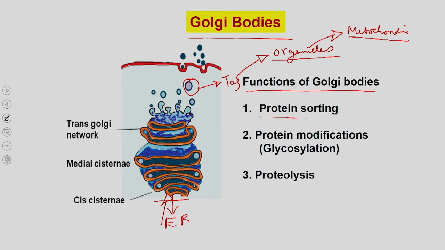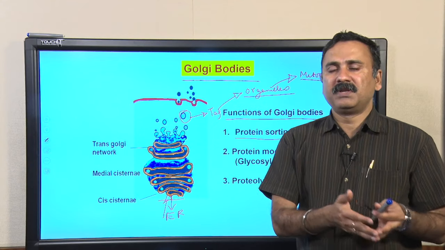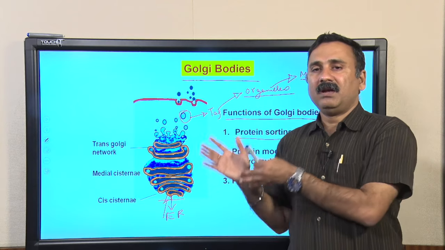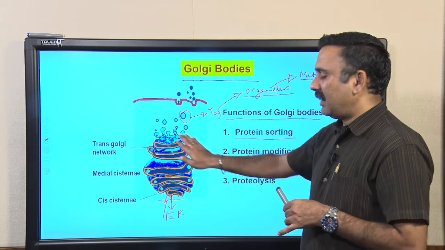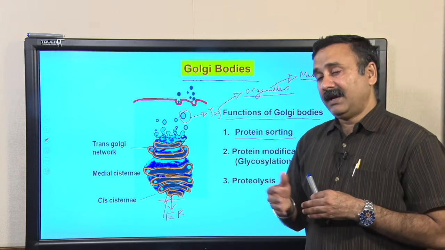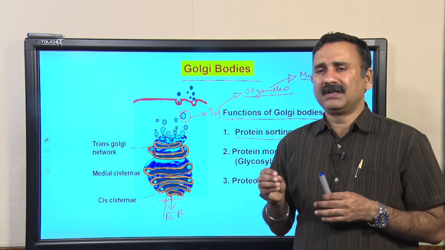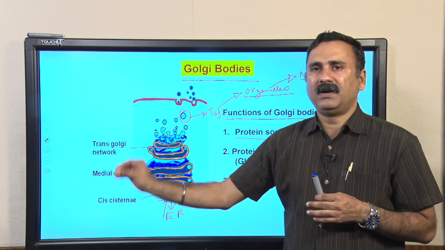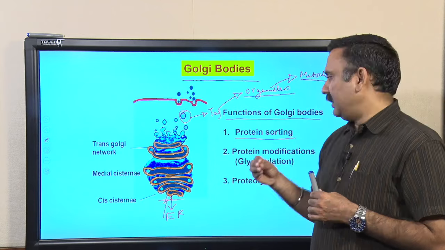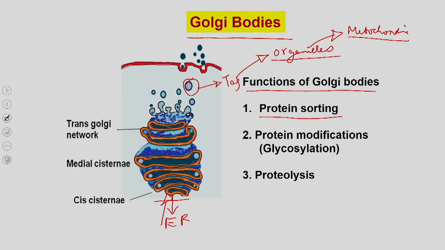The function of Golgi bodies is protein sorting, which means it receives the protein from the endoplasmic reticulum, then it sorts those proteins for its different organelles. It may be receiving a protein which is for the lysosomes, for mitochondria, for the nucleus, and so on. That sorting is done by the Golgi bodies, and then it tags those vesicles with particular localizing sequences for a destination, and that's how it helps in vesicular trafficking.